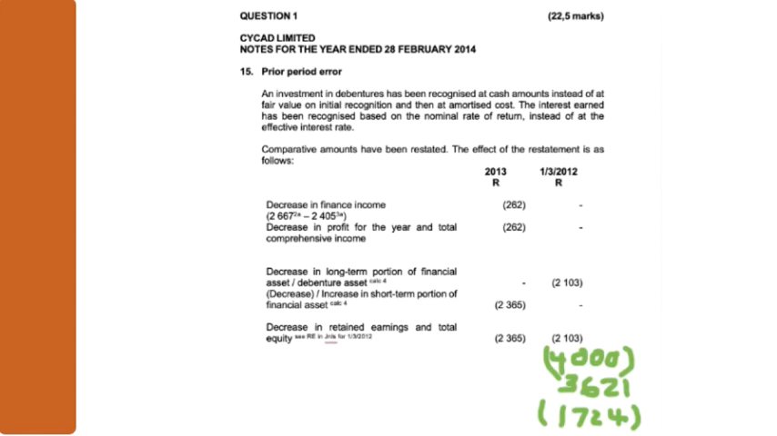This is video 6 of SciCat Limited, combining debentures of IFRS 9 with IAS 8. We have already looked at what was done, what should have been done, and we've looked at the differences. We have started to look at the note and we are now continuing with that.